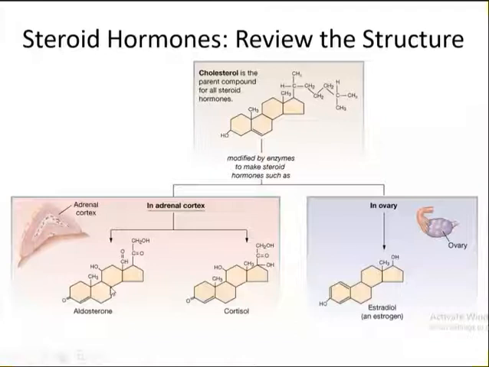Cortisol has a hydroxyl group here, a methyl group here, again a hydroxyl group, two methyl groups, and a keto group. So this is the change in the structure. In estrogen you can see there is a hydroxyl group and a methyl group. There is no side chain, and there is a hydroxyl group here. That's estradiol, but there are two hydroxyls.